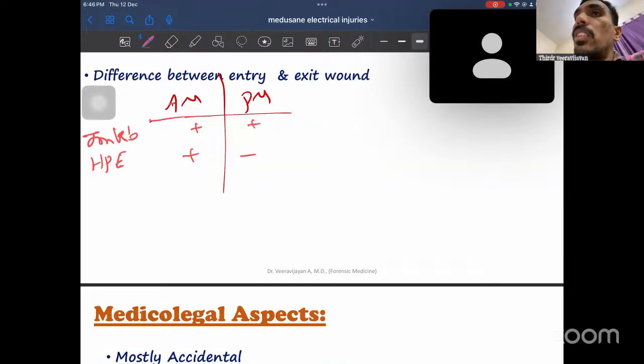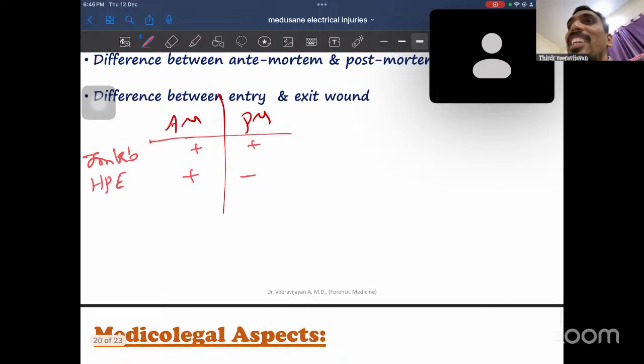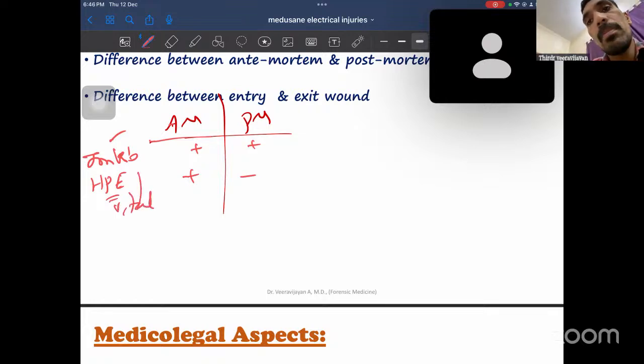Sorry guys, due to the electricity or power failure while taking electrical injuries, there is a lot of disturbance. Okay, the main difference between AM and PM we have to remember. That is, we can't differentiate by Joule's burn. Joule's burn will be present in antemortem and even in postmortem electrocuted cases. In HPE, we can differentiate. Vital reaction will be present only in antemortem, not in postmortem.